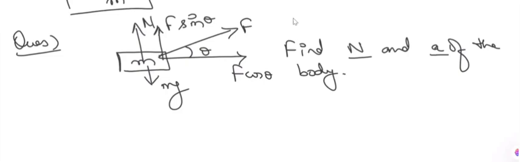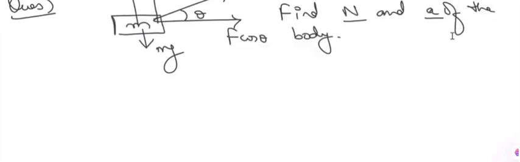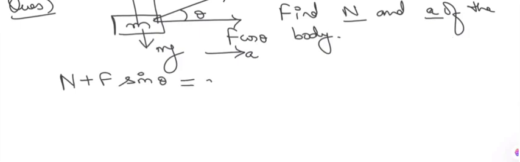Okay, now you have drawn the FBD. So after that, you will equalize the x and the y forces. This is the acceleration direction. Okay, listen step by step how you will solve. So you have to write first x and y forces. I have written N plus F sine theta equals to mg.